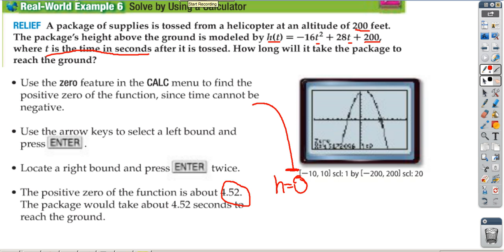So that's how to graph functions by hand, and that's also how to graph quadratic functions using a calculator, section 4.2.